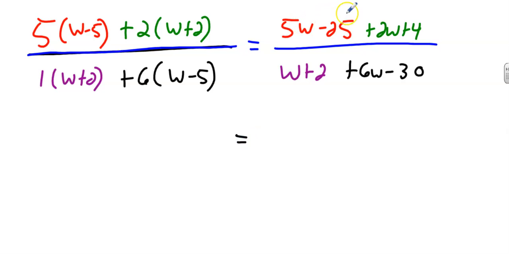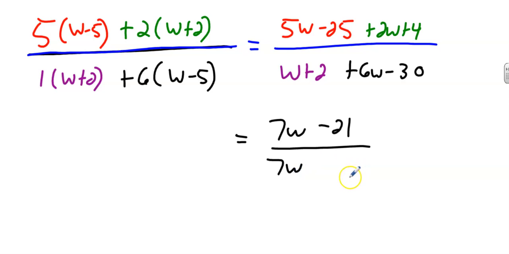Okay, so 5w plus 2w, that's a 7w. Negative 25 plus 4 is a negative 21. On the bottom, 1w plus 6w, that is a 7w. And then 2 minus 30 is a negative 28.